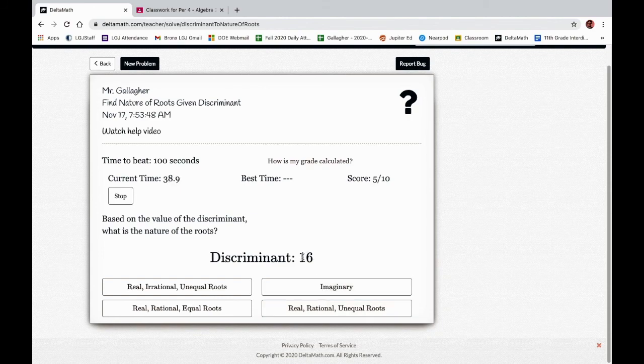Discriminant is 16. Same deal. Perfect square. So I'm just going to go ahead and say that's going to be real, rational, and unequal. Discriminant is 0. That's going to be equal roots. Discriminant is 20. Well, that's not a perfect square, so that's going to be irrational. 25, that is a perfect square, so it's going to be rational. Between these two, it's going to be unequal. Discriminant is 25. Same thing, real, rational, unequal. Boom, I got it. That was my best time. See if you can beat my best time.